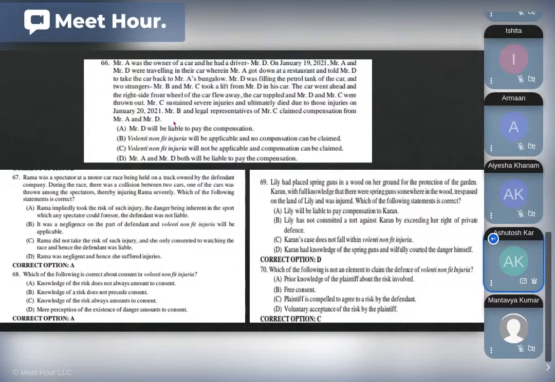Next, B बोल रहा है कि negligence है defendant के part में and voluntary non-fit injury will be applicable. Look, अगर negligence है defendant के part में तब तो ये maximum applicable नहीं होगा ना. अगर वो मोटर कार रेस कुछ नेग्लिजेंट हुआ है, if they were lacking in the whatever duty of care they owed, then तो ये maximum applicable नहीं होगा, ये डिफेंस वो नहीं ले सकते. So option B is also ruled out. We remain with option A and C.